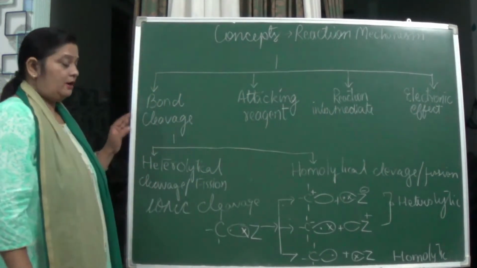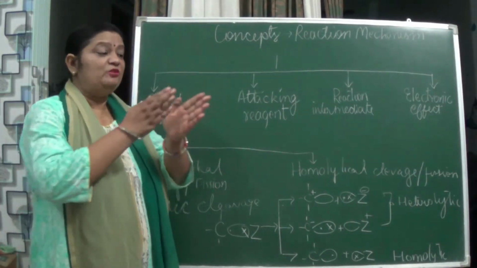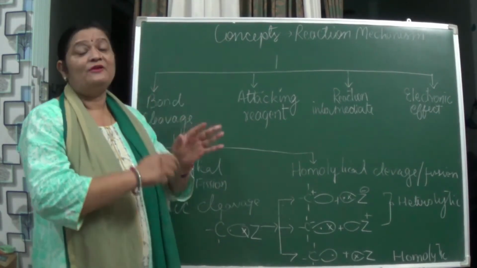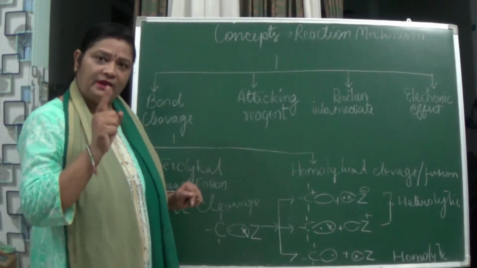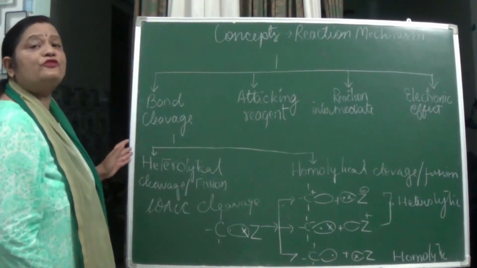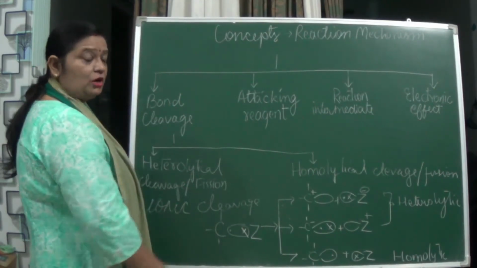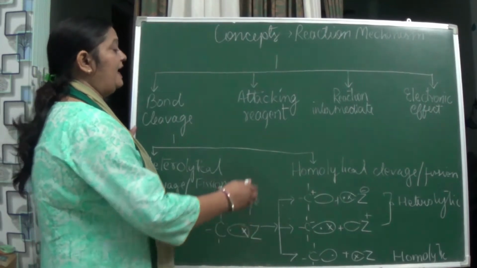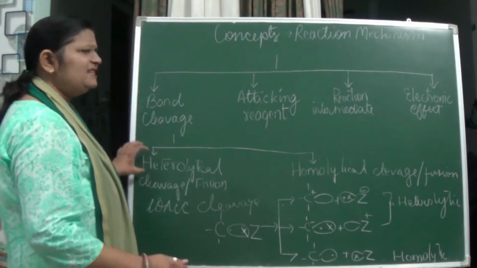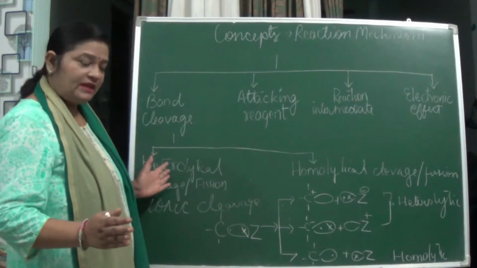So first, the bond cleavage. When I say the word cleavage, what do you understand? It means breaking off. When I say fission, it is also breaking up. When I say cleavage, it is also breaking up. This bond cleavage is of two types. One can be heterolytical cleavage or fission, and the second is the homolytical cleavage or fission. When I say hetero, you all know it means different, not same, isn't it?